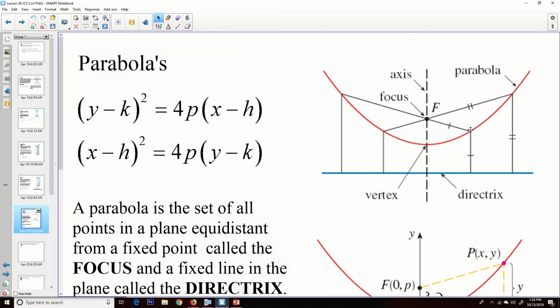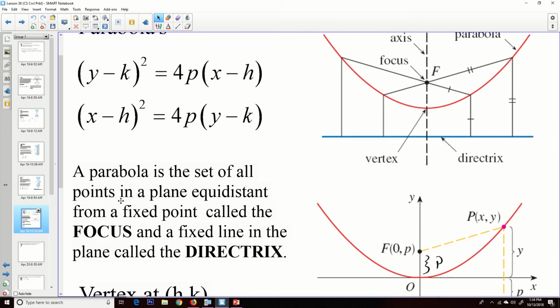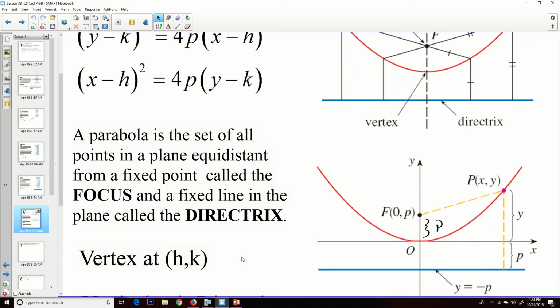So when I talk about this point right here, it is the same distance from this point to the focus as from the point to the directrix. Now, when you say from a point to a point, you're just measuring a straight line distance. When you say from a point to a line, you're talking about a perpendicular line distance. So a parabola is a set of all points in a plane that are equidistant from a fixed point called the focus and a fixed line in the plane called the directrix.